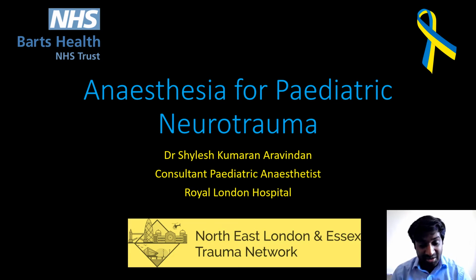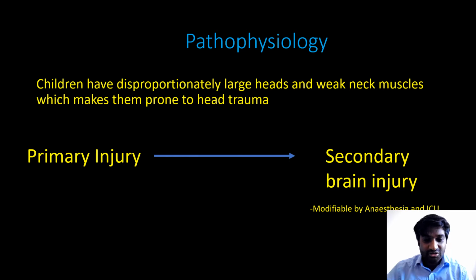This can be the emergency department, this could be inter-hospital transfer from one hospital to another, or even within the hospital from theatres to intensive care to CT scanner, etc. Why are children prone to head injuries? They have disproportionately large heads and weak neck muscles, and that makes them prone to head trauma. Their brains are also more prone to edema.